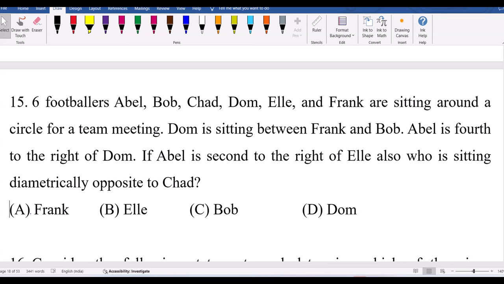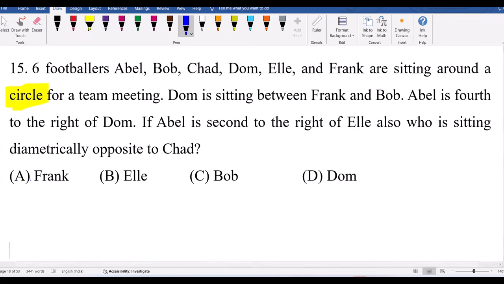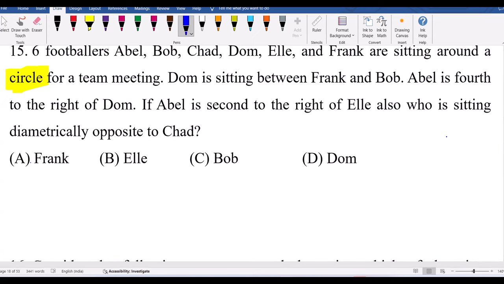Now, 6 people, you need to arrange in a circle. This is not a row arrangement, it is a circle. 6 people, you need to arrange in a circle. So, create a circle with 6 positions.